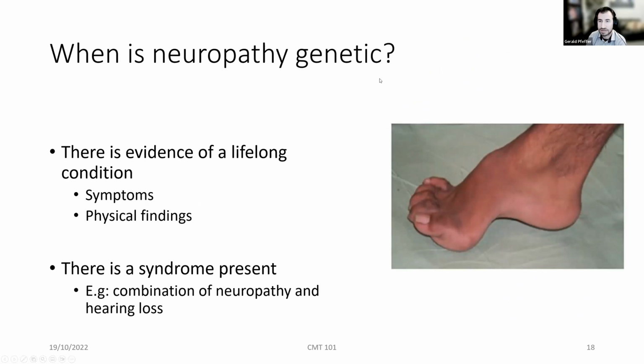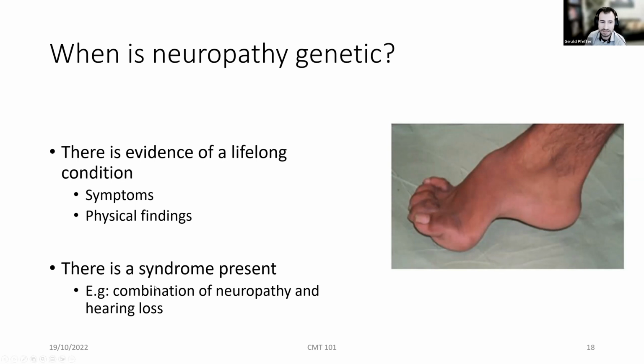When is neuropathy genetic? Clinically, we look for evidence of a lifelong condition. And this will be by asking questions about when the symptoms started and when symptoms could have started that may not have been attributed initially to neuropathy. And then we also look for this in our physical examination. So this is an image of the finding that we refer to as pes cavus, this high foot arch, the hammer toes, and the intrinsic foot muscle atrophy. So these are physical findings that tell us, well, this patient who has neuropathy has really had it for a very long time and suggests a genetic disorder.